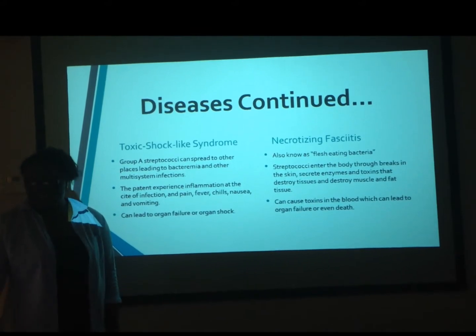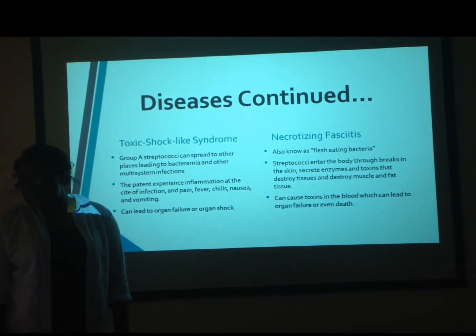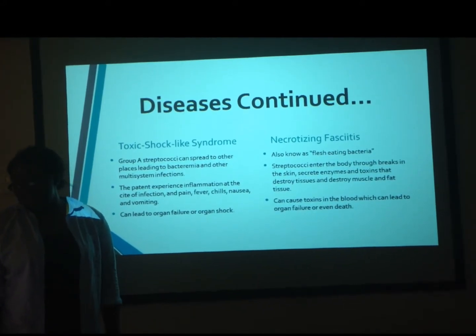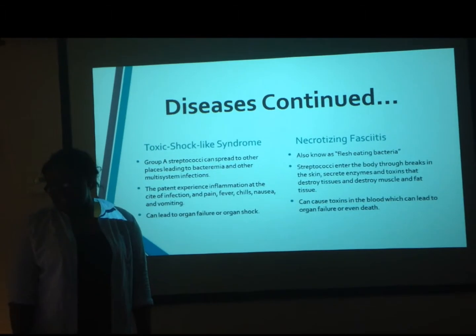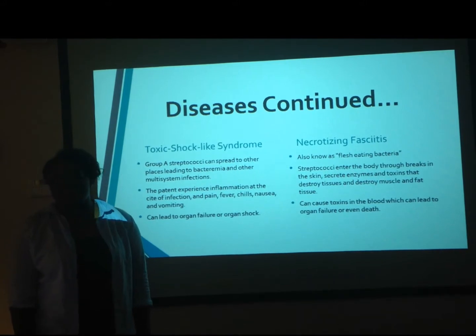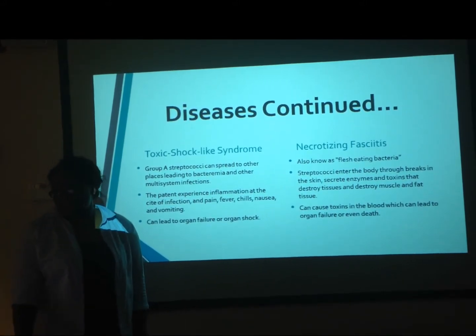Toxic shock-like syndrome is caused by Group A Streptococcus, and it can spread to other places, leading to bacteremia and other multi-system infections. The patient experiences inflammation at the site of the infection. They can experience pain, fever, chills, nausea, and even vomiting. It can also lead to organ failure or even shock.